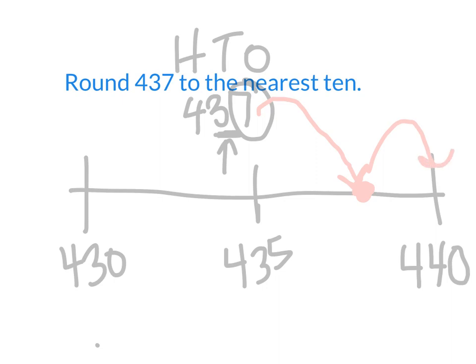So what would we say? So we would say that 437 is 440. Yay! Rounded to the nearest 10 is 440. Correct. All right. I think I'm getting the hang of this. Maybe you could help me with one more of my math problems.